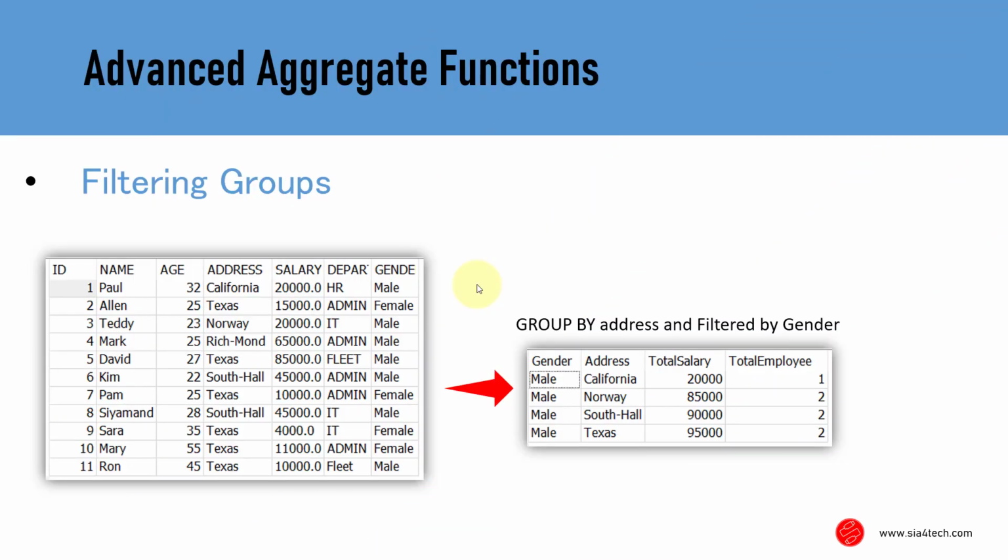Now, if we want to filter the group, for example, we group it by gender and then we filter by the gender as well, we just return back the male. Also, we group them by gender, then by address, and then by aggregate function. This is also so easy. I will show you how to do the filtering in two ways using the where clause and the having clause. So let's go to the database and see how to do it.